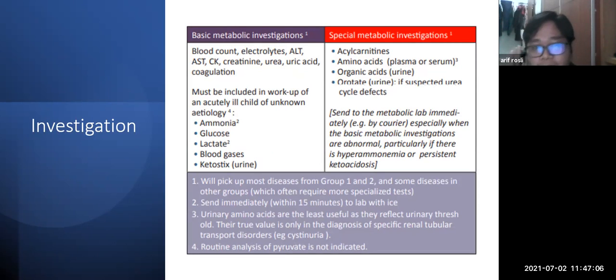So for basic metabolic investigation, we will look at blood count, electrolytes, ALT for the liver enzymes, CK, creatinine, urea, uric acid, and coagulation. And must include in the workup are ammonia level, glucose, lactate, blood gases, and ketones. Okay, ammonia, I put the reference level in the next slide. Then we have special metabolic investigations such as acylcarnitines, amino acids level, organic acids, and orotate. Okay, next.